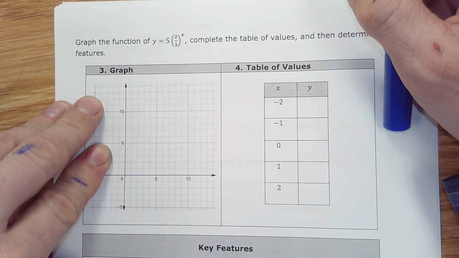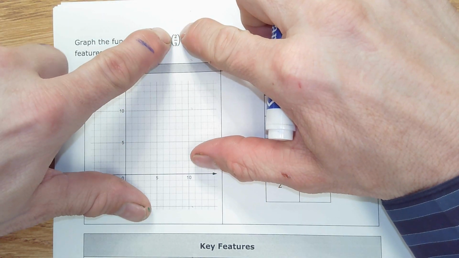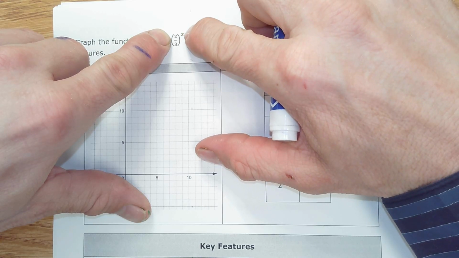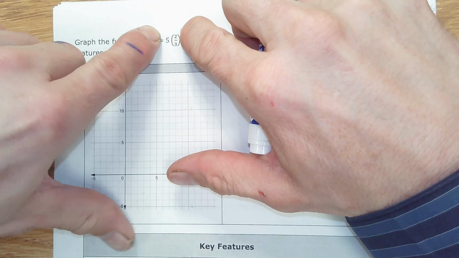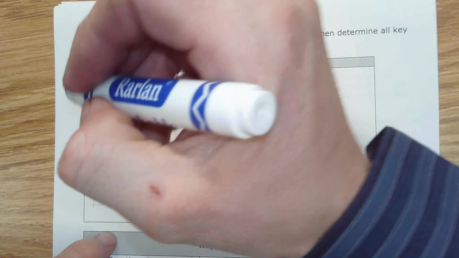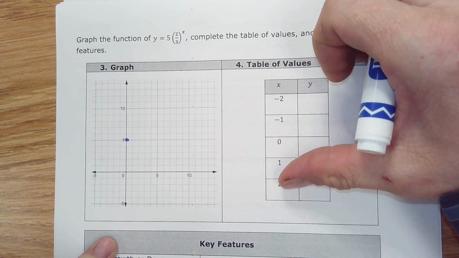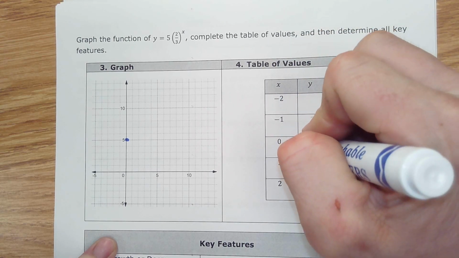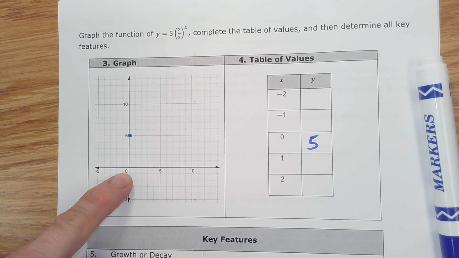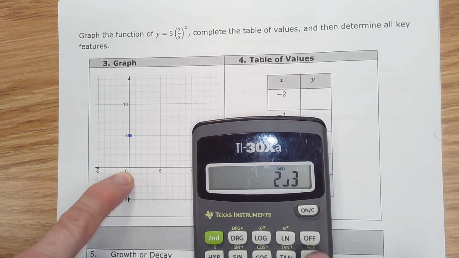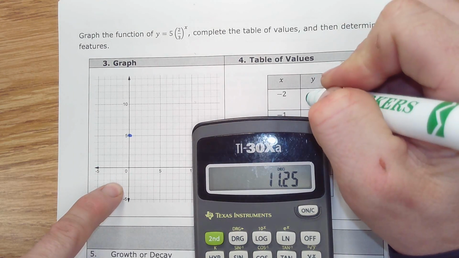Right, so I know that this is going to be a decay because this is going to get smaller and smaller and smaller every time I make x bigger and bigger and bigger. So as x goes up, this term becomes smaller, and it's going to multiply by 5. Right, and if 5 is my starting point at 0, it doesn't even give me that. Actually it does. I know it's going to be 5. Why is it going to be 5? Right, at negative 2, what is 2/3 raised to the negative 2? 2/3 raised to the negative 2 equals, and then multiply that by 5. Right, it's 11.25.